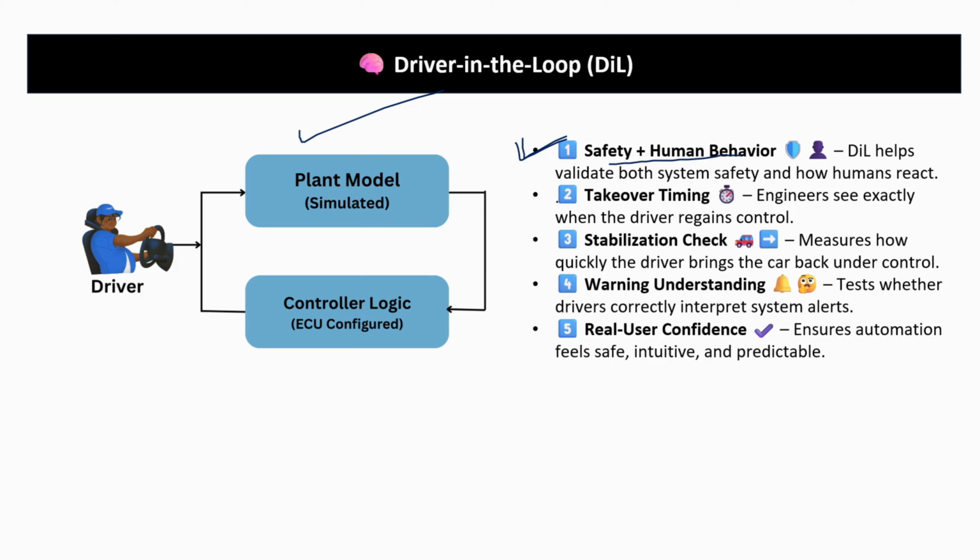Through DIL testing, you can analyze when the driver takes over control, how long it takes for them to stabilize the car, and whether they understood system warnings correctly. Such studies ensure that automation is not only safe but also intuitive and predictable for real users.